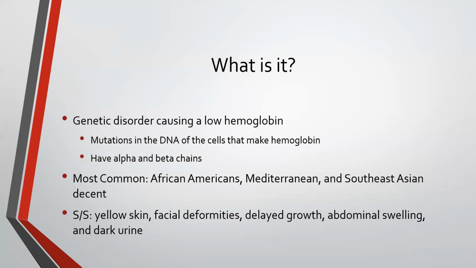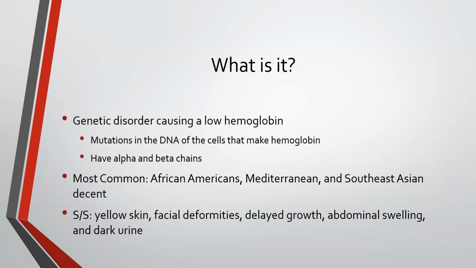So thalassemia is actually a genetic disorder that causes specifically low hemoglobin. It's a mutation in the DNA sequence that actually makes hemoglobin. And it can be a deficit or a mutation in either an alpha chain or a beta chain, because hemoglobin has both. They have an alpha chain and a beta chain. It is highly common in our African American, Mediterranean, and Southeast Asian populations.